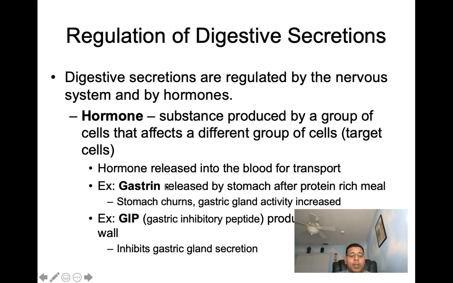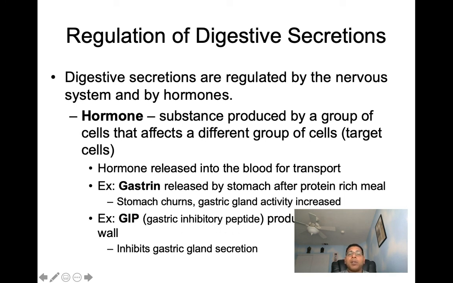Now, the first hormone that I would like you to know about is gastrin. Gastrin is going to be released by the stomach after a protein-rich meal. Gastrin increases gastric motility and the secretions by gastric glands. So it's going to cause the stomach to churn more, and the activity of our gastric glands is going to be increased.